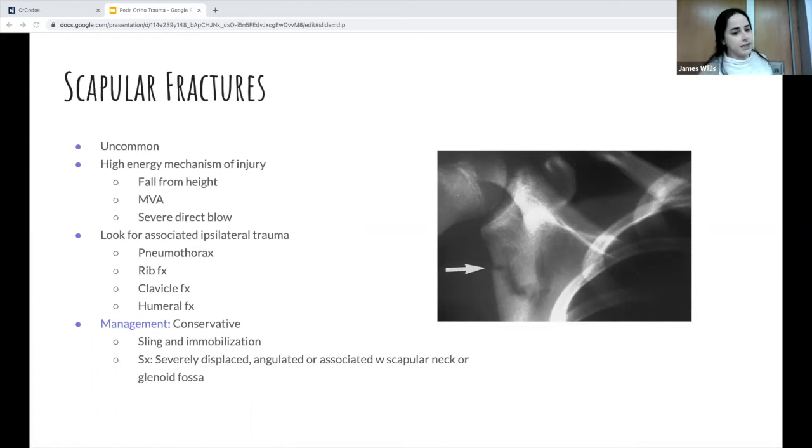Management is conservative, usually you don't do anything unless it is severely displaced, angulated, or associated with glenoid fossa or scapular neck involvement. This X-ray right here was actually accidental. So this is a 13-year-old that was skateboarding and fell on his scapula.